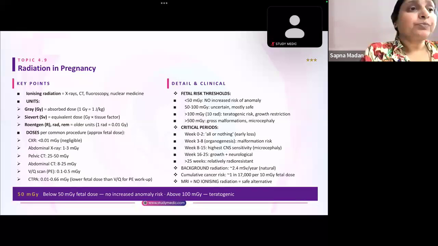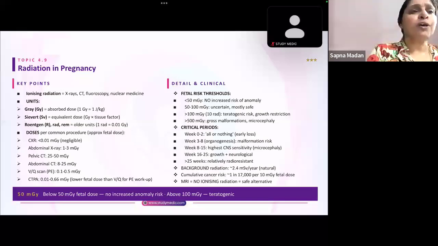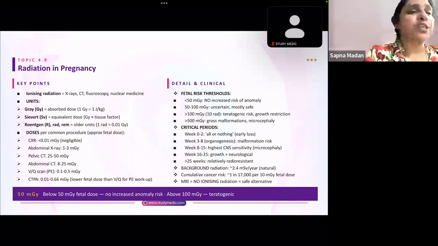So the doses per common procedure and the approximate fetal dose. In a normal posterior anterior chest X-ray, the radiation transmitted to the baby is less than 0.01 milligrays, which is negligible. Therefore, if a chest X-ray is done in pregnancy, it is not teratogenic and is not going to cause any harm to the fetus. Abdominal X-ray is around 1 to 3 milligrays. Pelvic CT is 25 to 50 milligrays. Abdominal CT is around 8 to 25 milligrays.